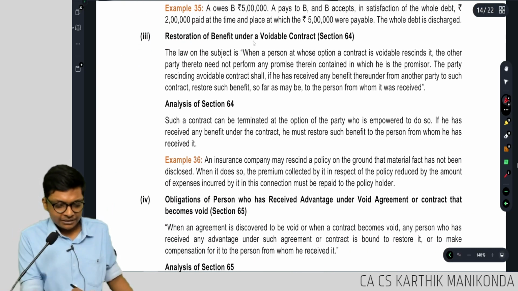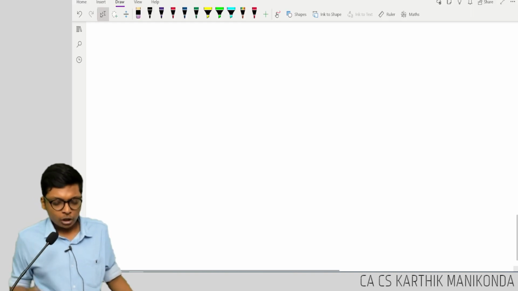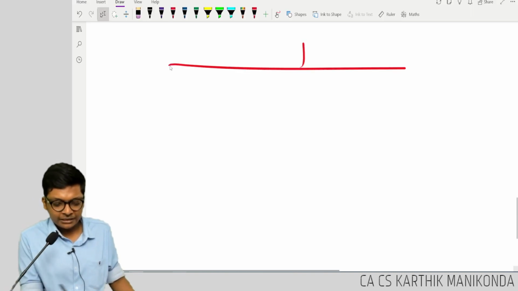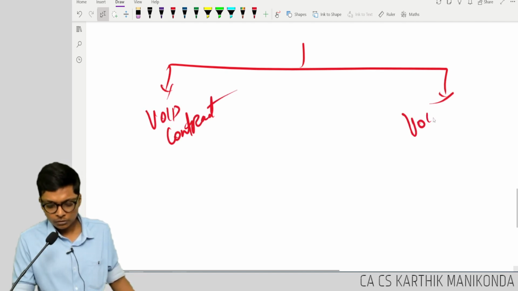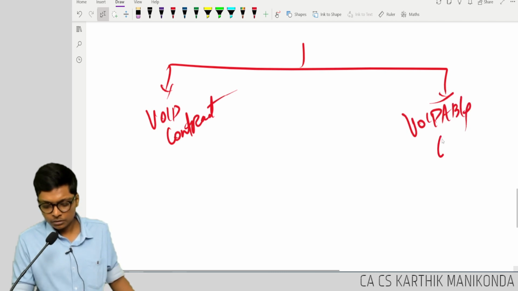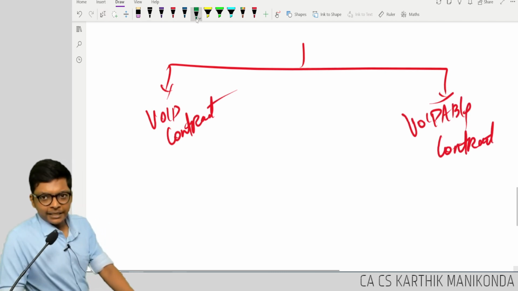Next 2 points, voidable and void contract. Very important, guys. They have not tested this. Void contract, voidable contract.